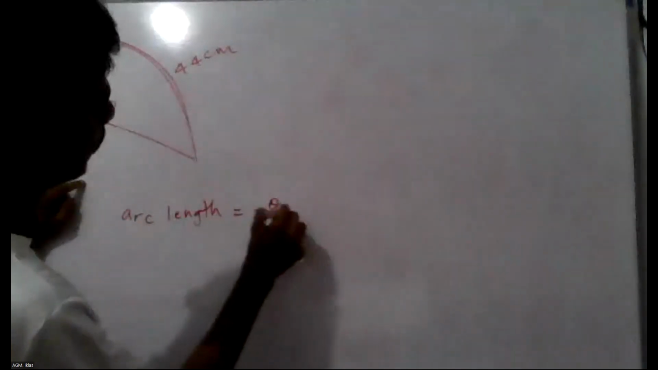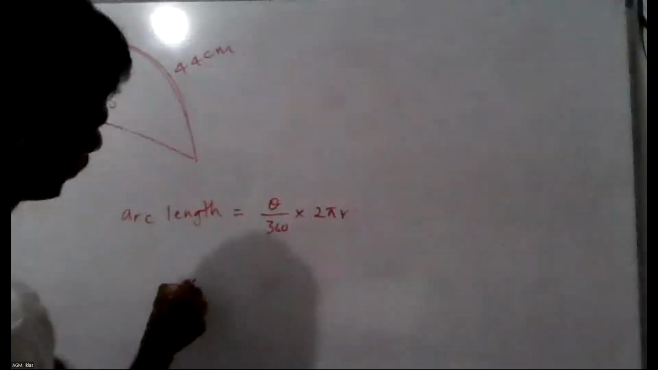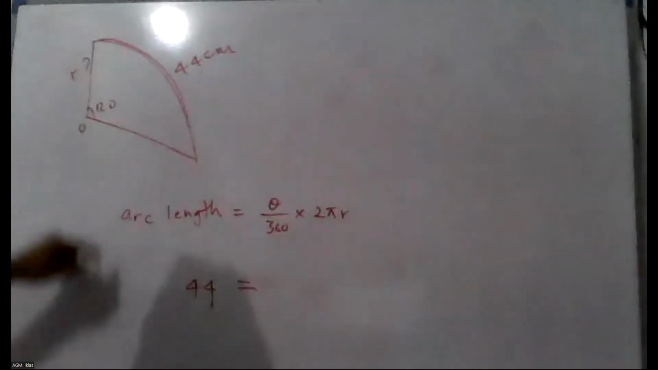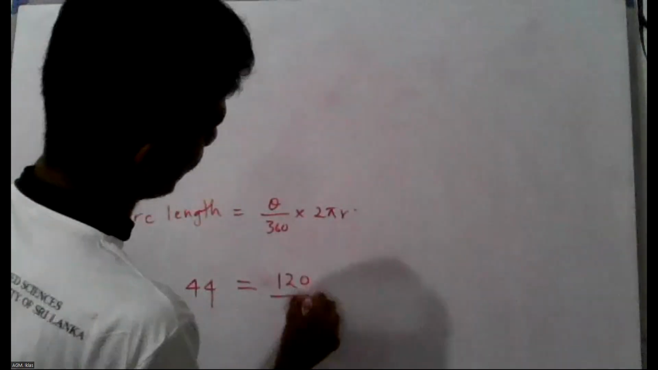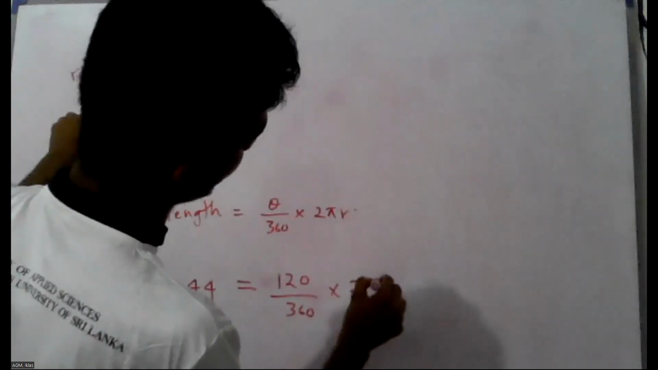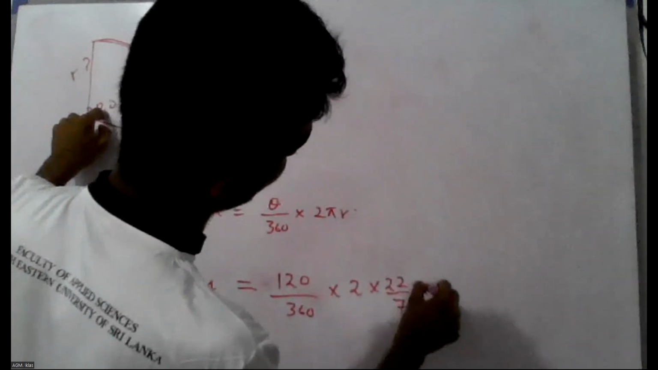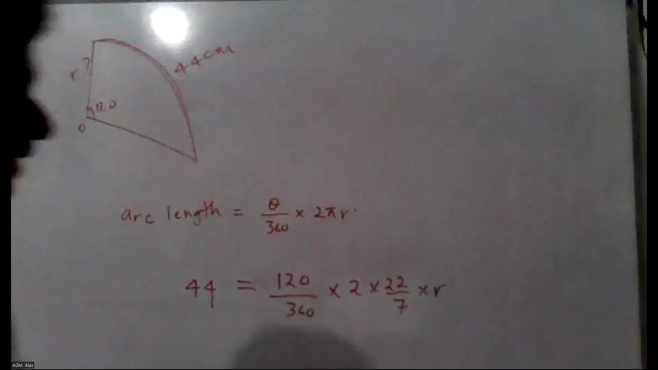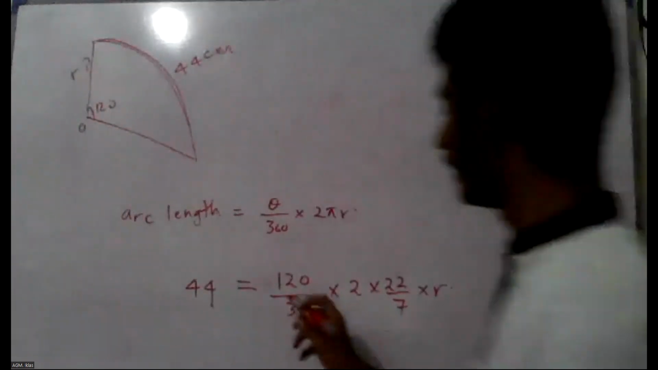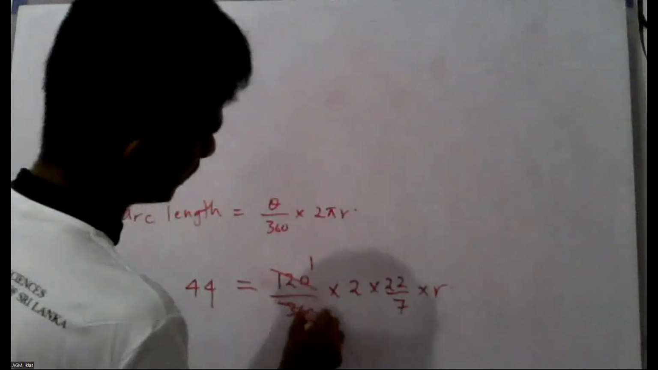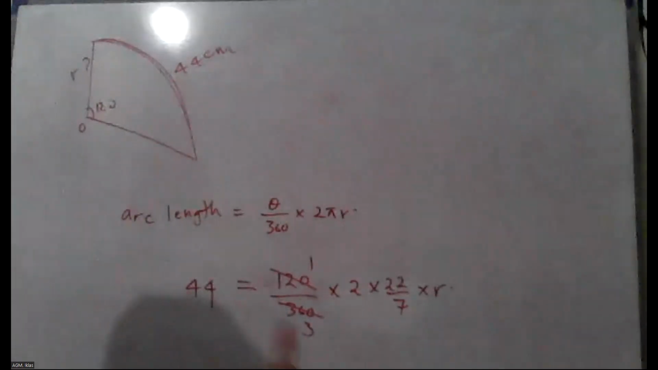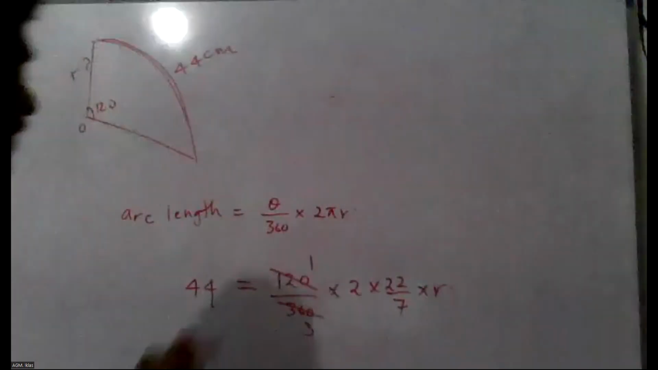So, 44 centimeter. But we know the equation: arc length is equal to theta over 360 into 2 pi r. So instead of arc length, I'm going to replace 44 is equal to, here theta is equal to 120 over 360 into 2 into 22 by 7 into r. That's all. Only simplification remains. Here this is 1 and this is 3. By practicing more and more questions, you will be familiar with these fractions.